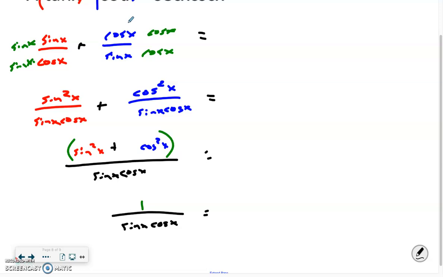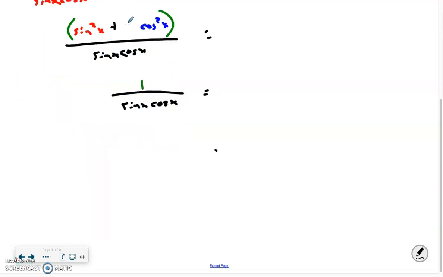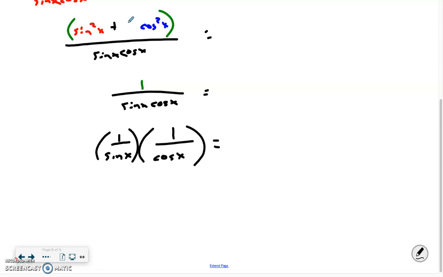Now remember the target. The target was secant x, cosecant x. Do we have the ability to split this? That's my question. When I say split, I mean, could we rewrite this as 1 over sine x times 1 over cosine x? Sure. Well, what is 1 over sine x, please? It's going to be cosecant x times 1 over cosine x is secant x.